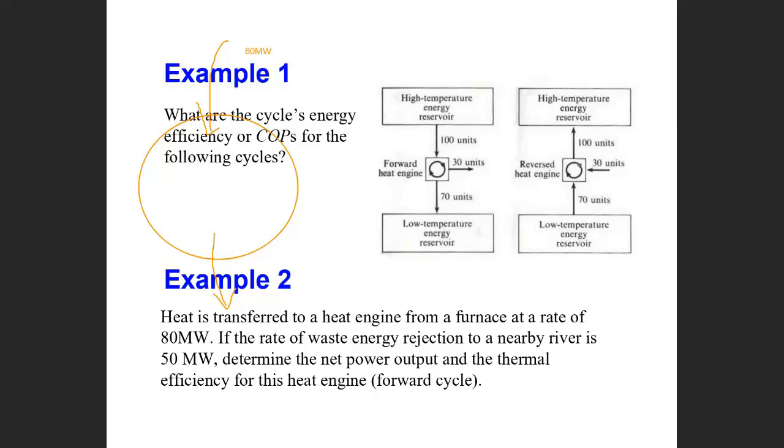Then what's the work output and the thermal efficiency? For this one, according to the first law of thermodynamics, the work output is in fact 30 megawatts. Then we can calculate the efficiency: the expected output is 30, the required input is 80, then you can get the value.